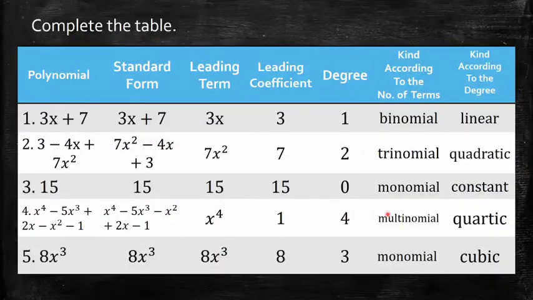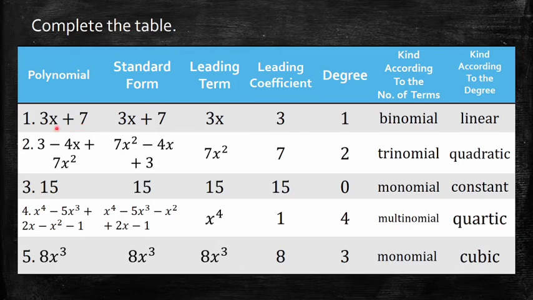So now let us have examples. So we complete the table. We are given the polynomials and then we have to rewrite it in its standard form, then get the leading term, the leading coefficient, determine the degree, then the kind according to the number of terms, and the kind according to the degree. So for example, in number 1, we are given here 3x plus 7.